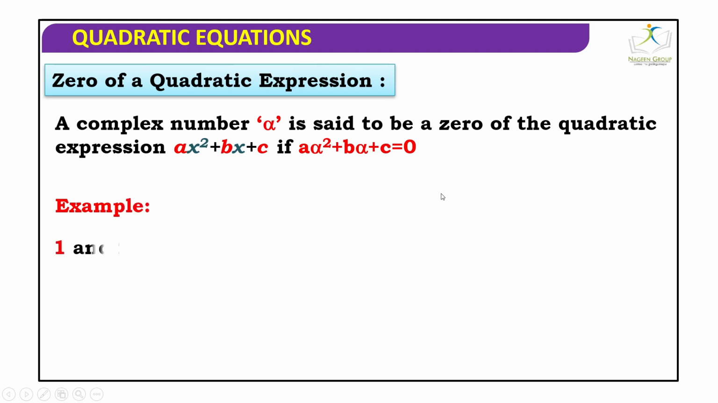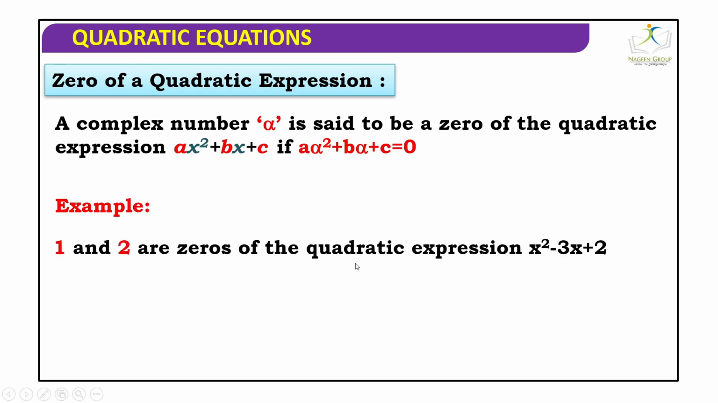Now here is an example. If 1 and 2 are the zeros of a quadratic expression, it is given x square minus 3x plus 2. So what does it mean? If 1 is a zero, it means as you put the value 1 at x, then it should be equal to 0.